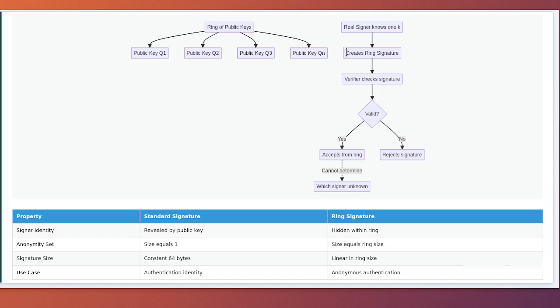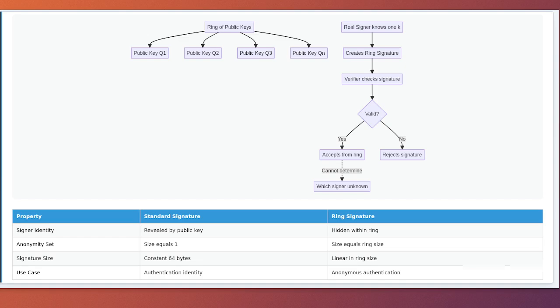In step 3, a ring hash is computed. E equals the hash of all Ri values concatenated with all Qi values concatenated with the message M. In step 4, the challenge for position j is computed. Ej equals E minus the sum of all other Ei values. In step 5, the response for position j is computed. Sj equals rj plus Ej times Kj. The signature consists of all the Ri values and all the Si values, plus the ring hash E.